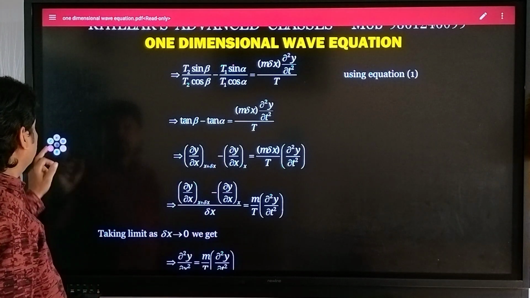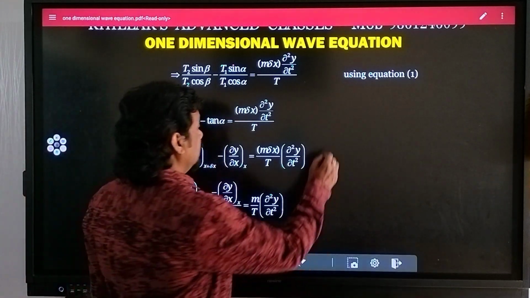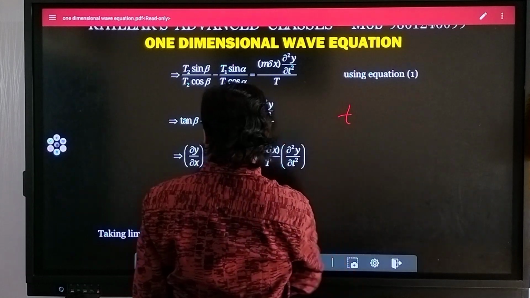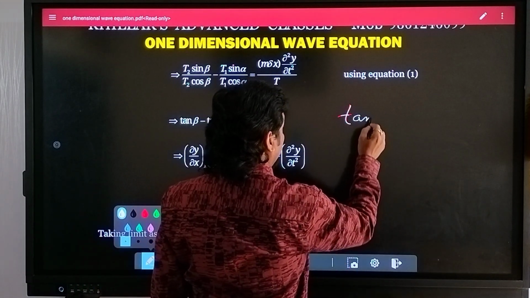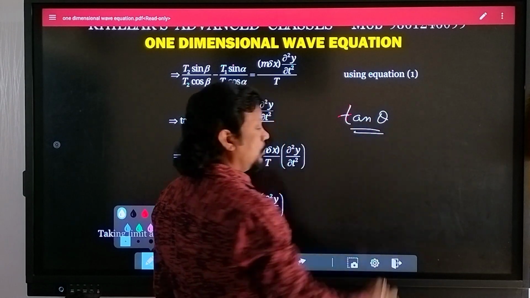And according to calculus, tan theta is the slope of the tangent.